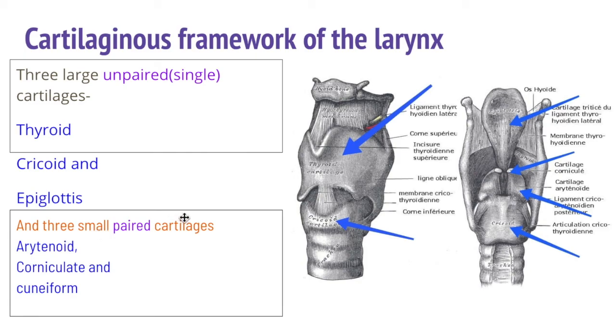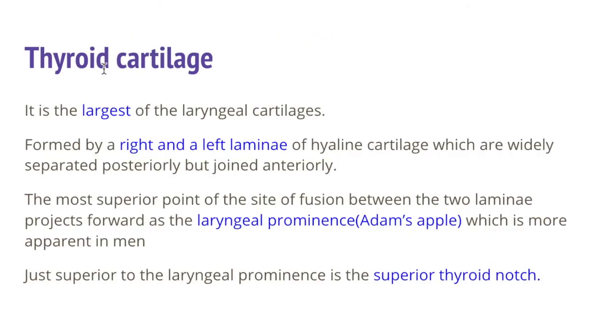And the 3 small paired cartilages are the arytenoid. This is the arytenoid, okay? It's sitting on top of the cricoid and related to the epiglottis. So this is the arytenoid cartilage, which is the pyramid shaped one. On top of that is the corniculate cartilage, okay, and extending from here till the epiglottis is an aryepiglottic fold. So embedded within that is our final cartilage, which is the cuneiform cartilage. Okay, so don't worry, we'll go into the details of each and every cartilage, but for now there are 3 unpaired, which are the thyroid, cricoid, and epiglottis, and 3 small paired, which are the arytenoid, corniculate, and cuneiform.